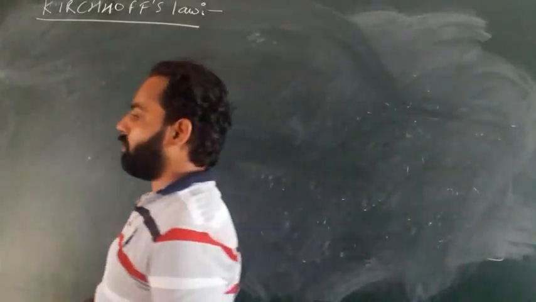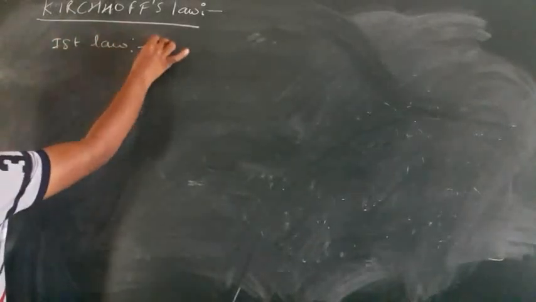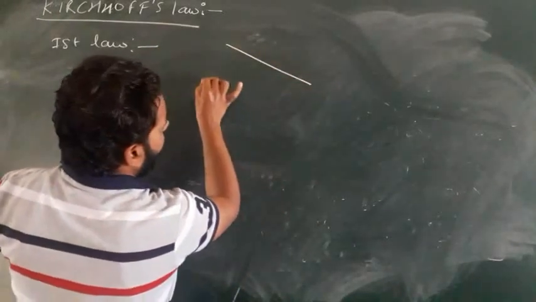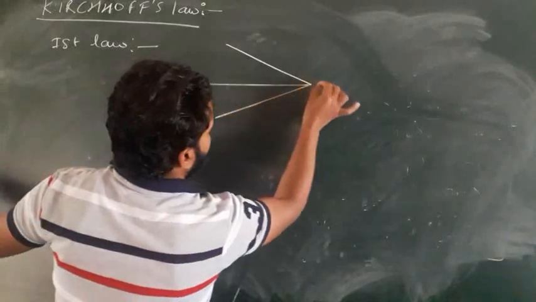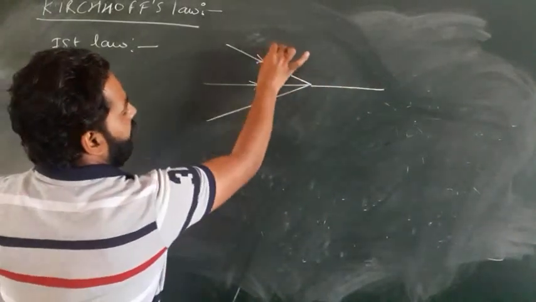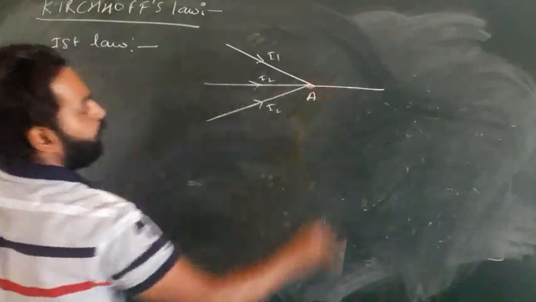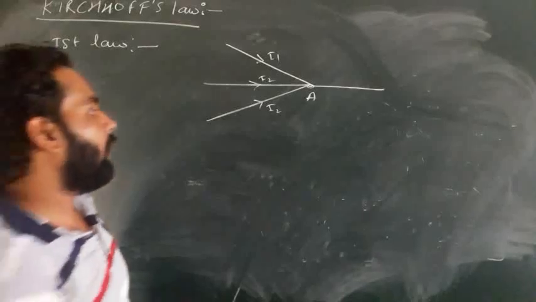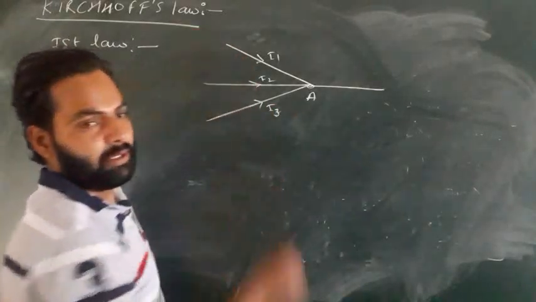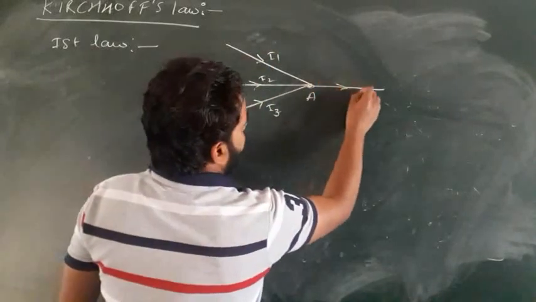So there are two laws. First, we will discuss Kirchhoff's first law. What is the first law? We will discuss it with a diagram. For example, there are three wires: first, second, third. This is current I1, that is current I2, that is current I3. This is a point A, where these currents I1, I2, I3 reach. And similarly, this is I4.